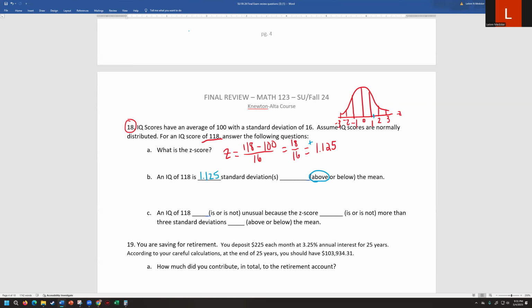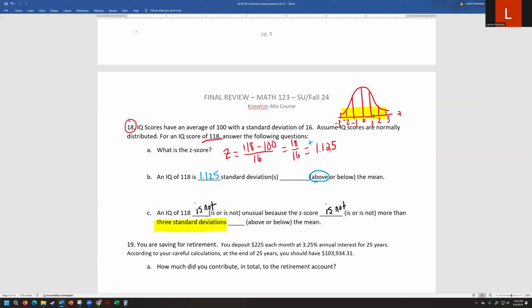Now, what they're saying here in this last part is, and you have to read the problem to know how to answer this, they say it's unusual if you're more than 3 standard deviations away from the mean, okay? So if you think about it, 3 standard deviations is 3 below to 3 above. Notice my blue mark is in that range. So it's not going to be an unusual value. An IQ score of 118, I would say is not unusual because it's within -3 to 3, because the Z-score is not more than 3 standard deviations.